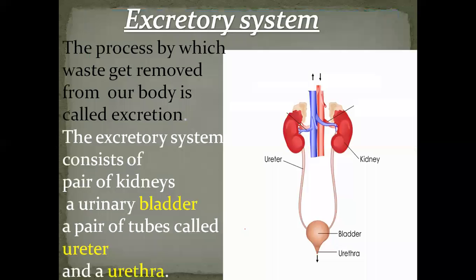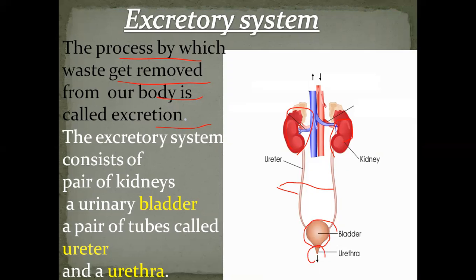Now, the process by which the waste gets removed from our body is called excretion. So the excretory system consists of a pair of kidneys, a urinary bladder, a pair of tubes called ureters, and the urethra. So these are a pair of kidneys. This is called the ureter, a pair of thin tubes, and this is the sac-like structure called the urinary bladder, and this is the urethra.